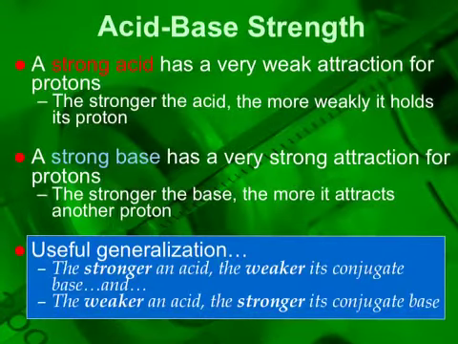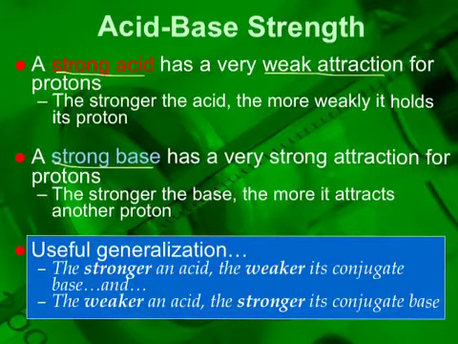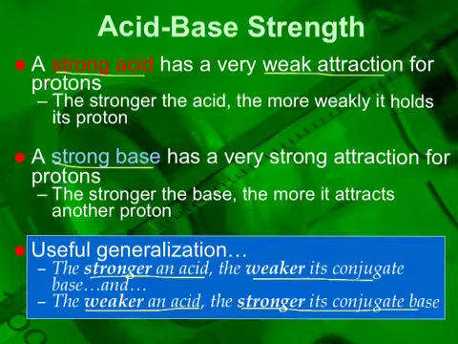A couple of review definitions. A strong acid tends to ionize relatively easily. That is, it has a very weak attraction for its proton. On the other hand, a strong base has a strong affinity, a strong attraction for protons. We can extend this generalization into conjugate acid-base pairs. The stronger an acid, the weaker its conjugate base, and the opposite, the weaker an acid, the stronger its conjugate base.